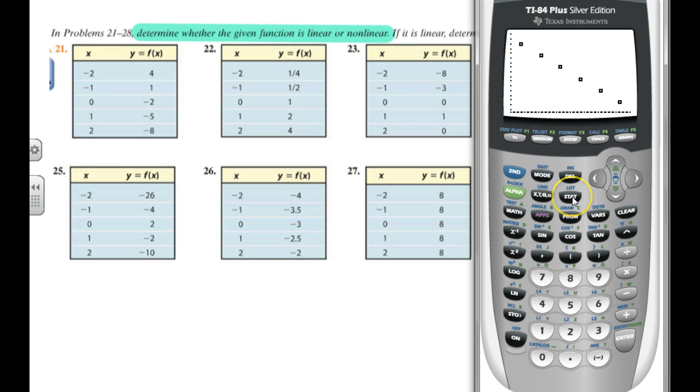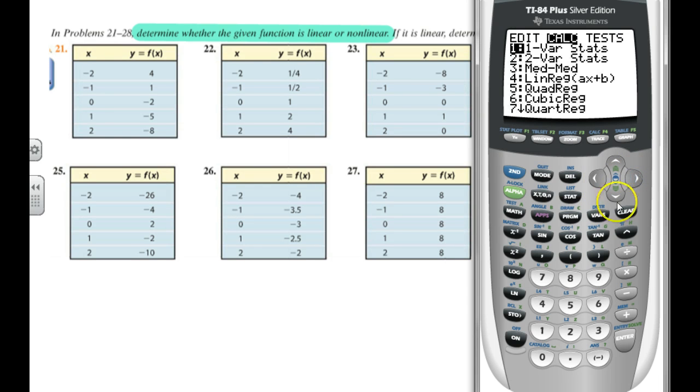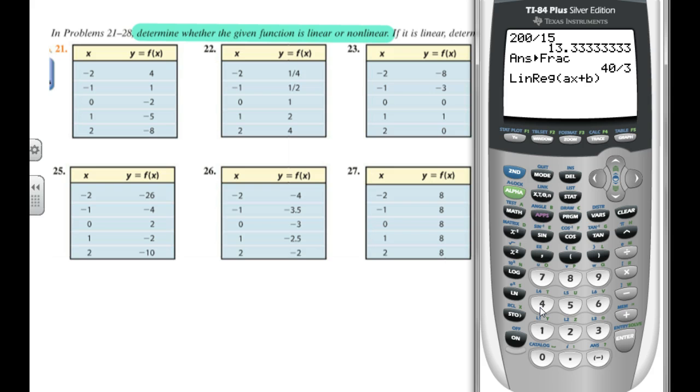To find the equation that best fits this line, hit stat, arrow right, calculate. 4 is linear regression, and I'm going to go to vars, y vars, arrow to the right. I'll press 1 for function, y sub 1. So what this is going to do is not only find the linear function, but it's going to dump it under your y sub 1. If I press enter, it'll give me the equation, and notice if you go to your y equals, it'll also have dumped that whole equation under here.